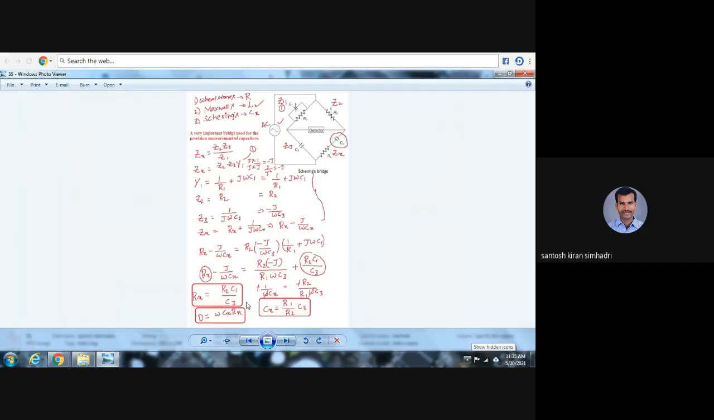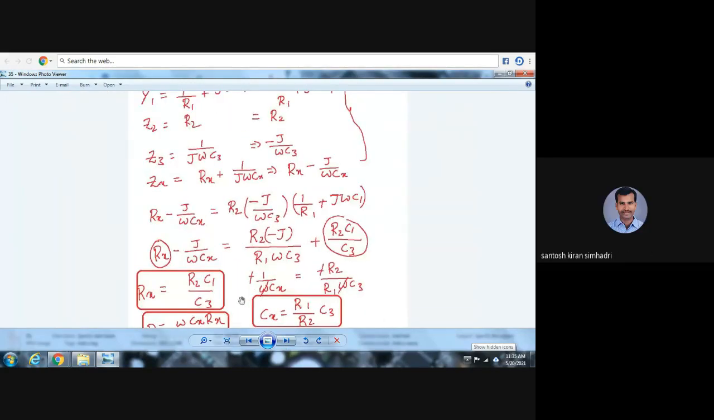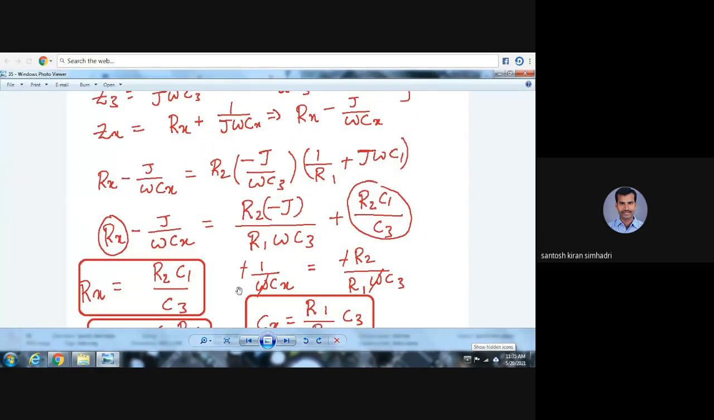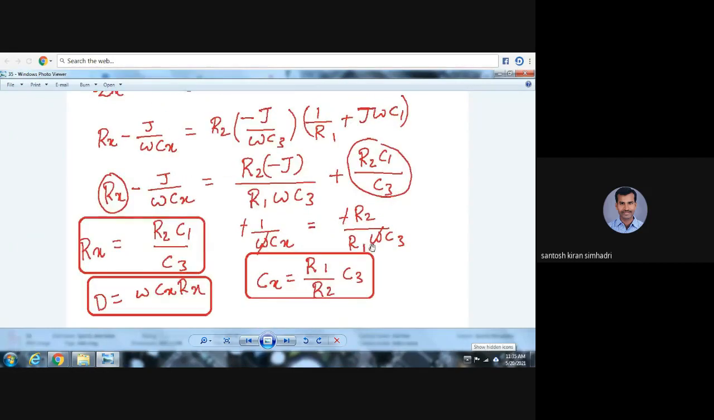Very good. Now come back to the scaling bridge. What is the Rx value? R2 into C1 by C3. Fine. Then what about the Cx value? R1 by R2 into C3.